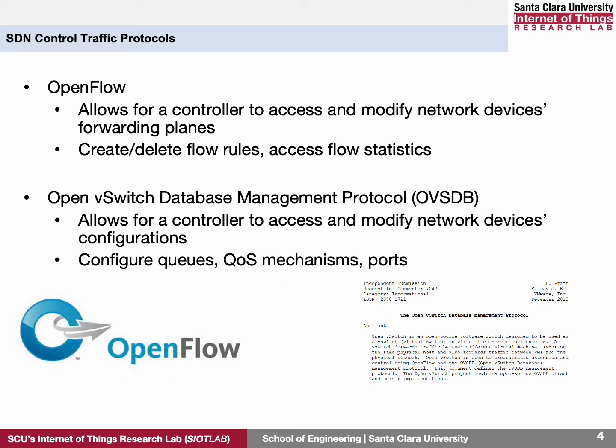In this work, we observe and analyze two SDN control traffic protocols, first of which is OpenFlow. OpenFlow is used by the controller to access and modify network devices forwarding planes. For example, using OpenFlow, a controller can add, delete, or modify flow rules, and can even query the device's forwarding plane statistics. For example, the controller can query statistics such as the size of the flow tables, the durations of each flow rule, or even the number of packets that each flow rule has matched with.